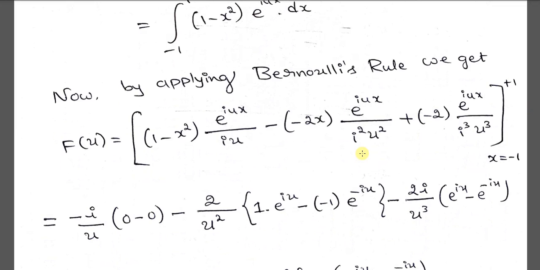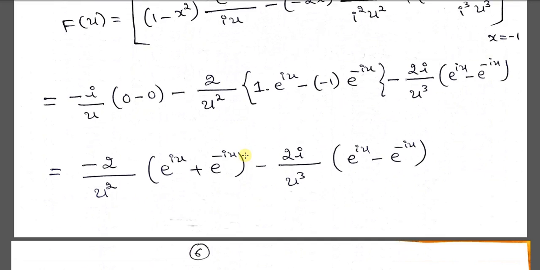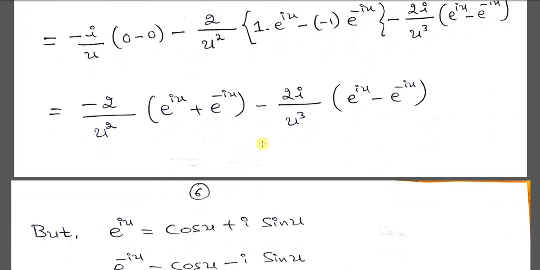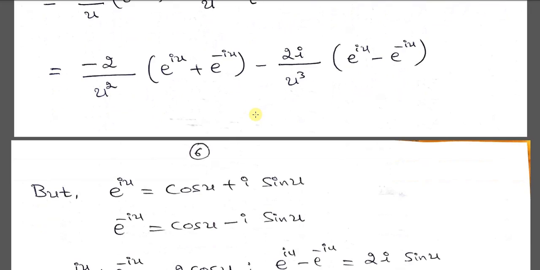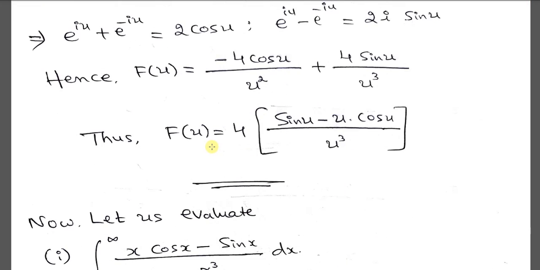So apply this limit. I have shown all these steps, try to work them out. I cannot explain all these steps. So when you apply upper limit minus lower limit, you simplify, and here in place of e power i theta you can take cos theta plus i sin theta, and in place of e power minus i theta you can take cos theta minus i sin theta. Simplify. Finally you get the value of F of u as 4 times sin u minus u cos u divided by u cube. So this is the answer for the first part.